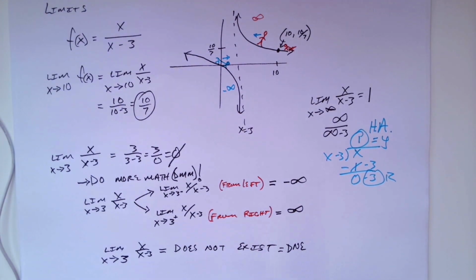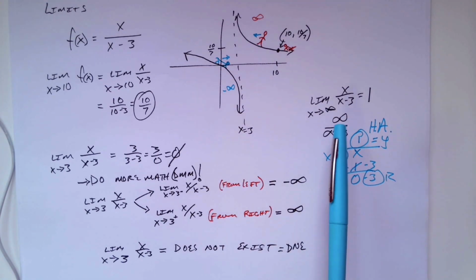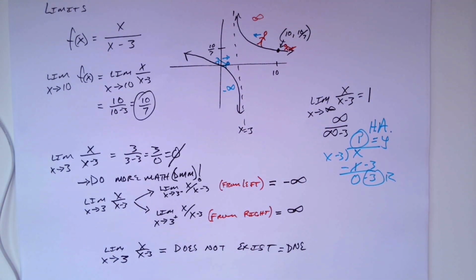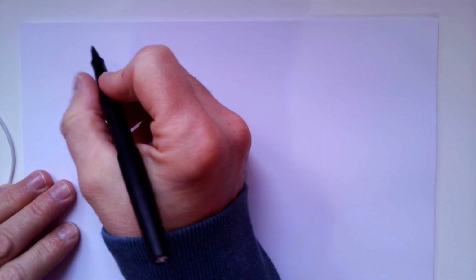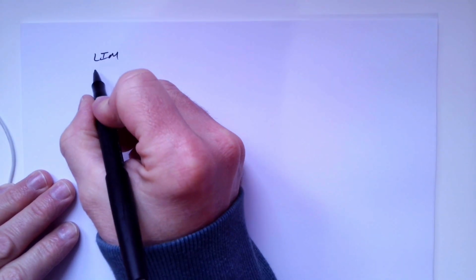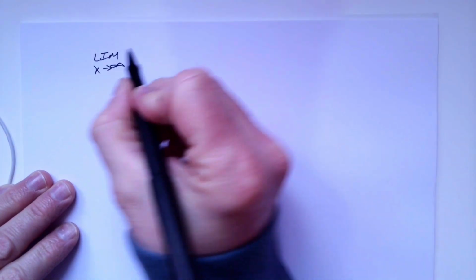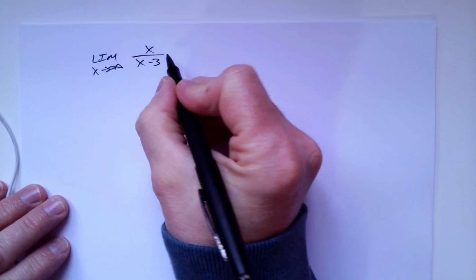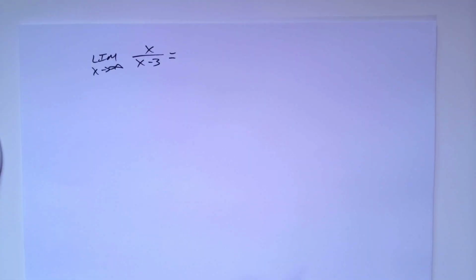Well, a horizontal asymptote tells us what we tend towards at extreme values of x. So as x goes off to infinity, this whole thing goes to 1. Here's a whole nother way to look at this. Okay, and some of you are going to be like, that seems like cheating. You're not wrong, but we still do it because it works. Okay, so we're going to do the limit as x goes to infinity of x over x minus 3. Here's a whole nother way to think about this and work this through.